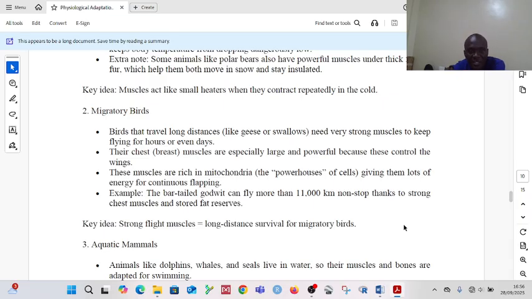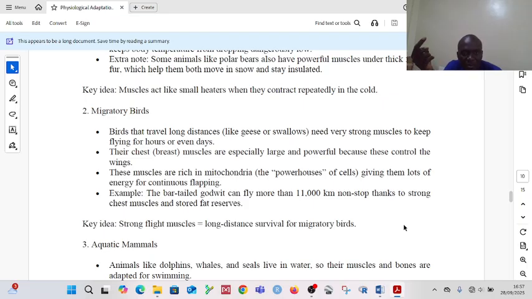What happens with this is that these chest muscles control the wings. Very powerful chest muscles. These chest muscles are the ones that are controlling now the wings. These same muscles are rich in mitochondria. Remember, mitochondria, the cell powerhouse. So it means when the muscles have a lot of mitochondria, then it enables them to keep generating a lot of energy for continuous flapping. Okay?